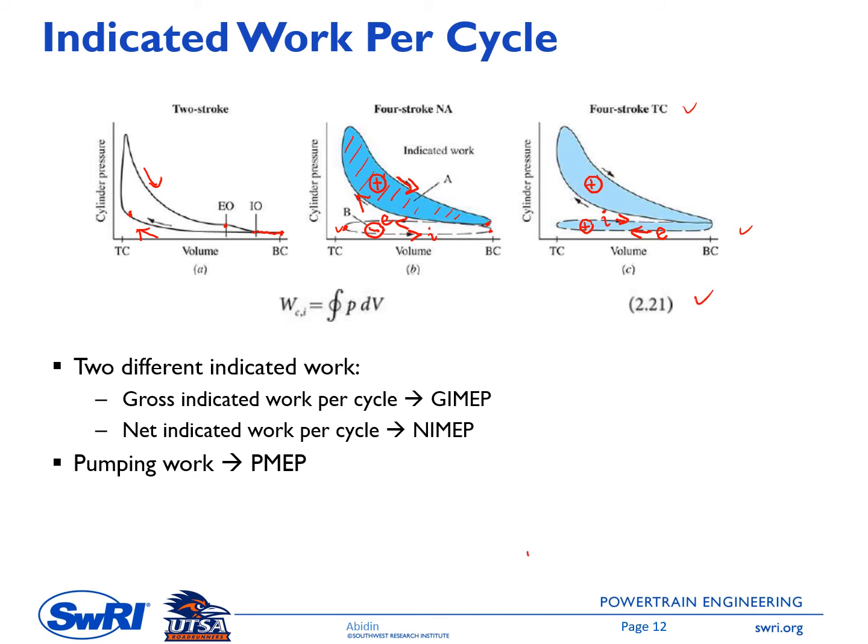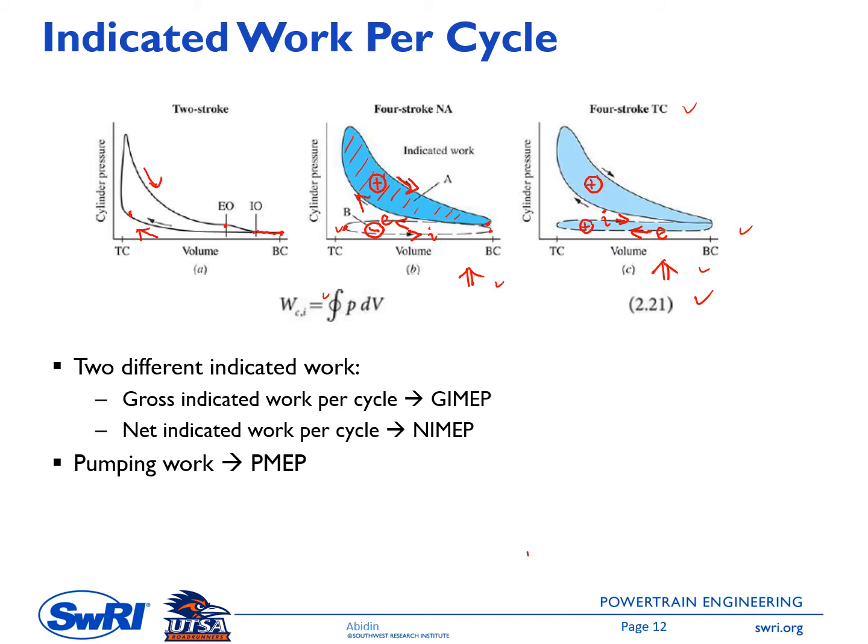we can apply equation 2.21. You can see here this is the ring sign, so it means the integration is from the first point going back again to the first point. So this is the integral of P dV. Because of these two different conditions, the first one here is the naturally aspirated engine, and the second one is the turbocharged engine, we have two different indicated works here.